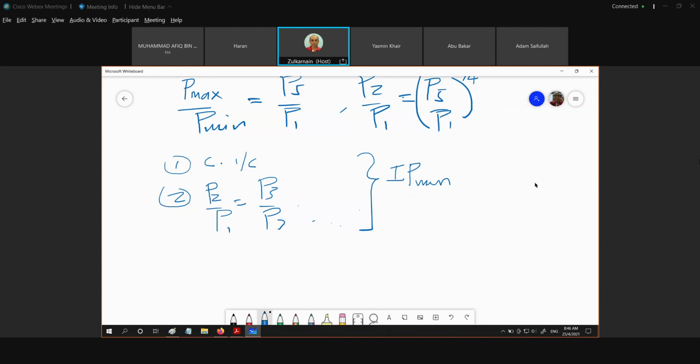Ini very important ni kan. Sebab kadang-kadang dalam soalan dia tak beritahu ni, dia tahu ni je. Okay, with the minimum power input, you have to apply number 1 and number 2. Kalau tak apply for number 1 and number 2, you tak dapat IP yang minimum.